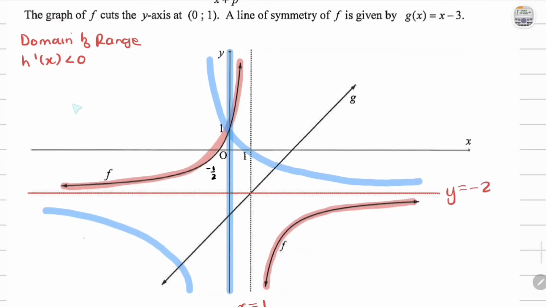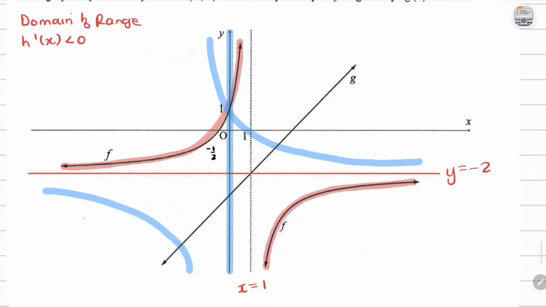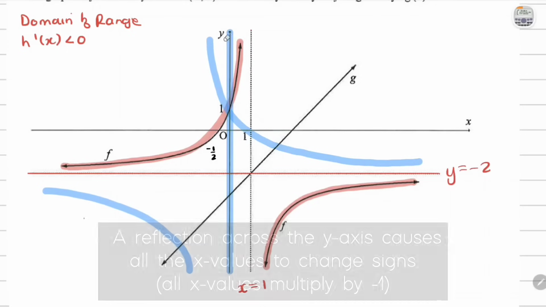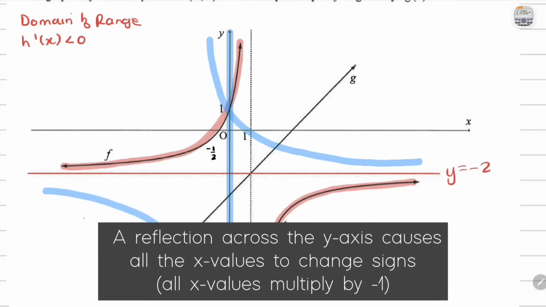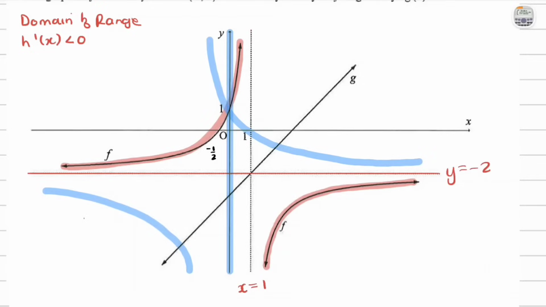Now we're not done. Sure, it is decreasing, but the domain and range will not be the same. If you reflect it here, what happens is the domain that used to be x equals 1, the asymptote that used to be x equals 1, will not be that anymore. Reflecting things across the y-axis causes all the x values to change, meaning all the x values get multiplied by -1.